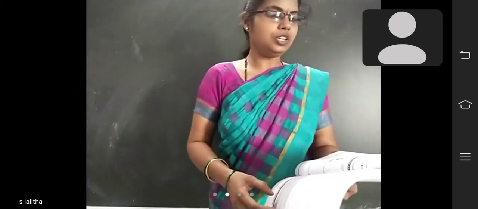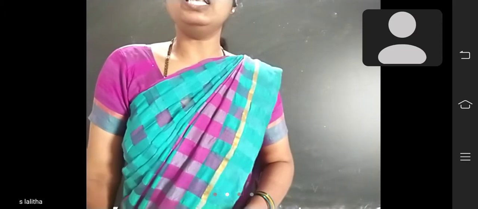Okay, open your IIT books, children. Page number 38. So we have completed the first chapter and the second chapter, number system and whole numbers. Now the third one is the BODMAS rule.